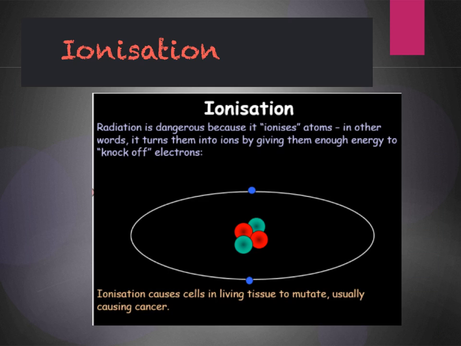And if we think back to episode 1 of these revision tutorials, we looked at the idea of ionization, which was where an atom turned into an ion due to radiation knocking off one of these electrons, turning it from a neutrally charged atom into a positively charged ion. And it was this ionization which was going to cause the danger. We will now look at the different types of radiation.